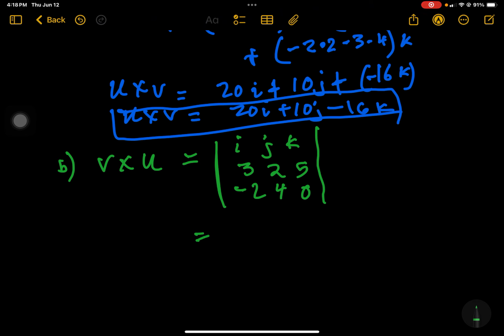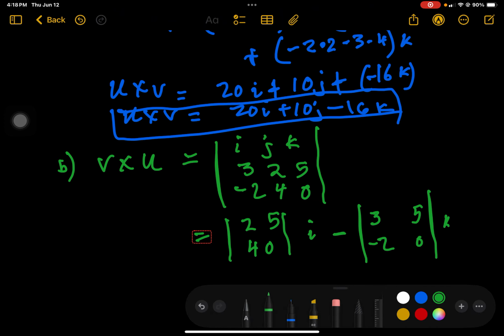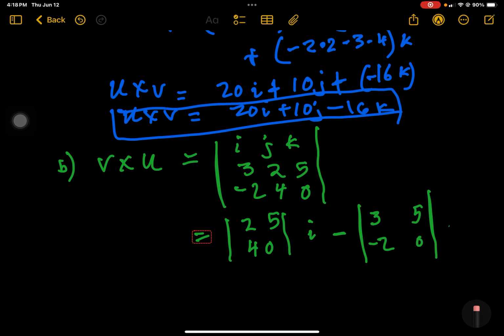So the first row, first column is gone. Inside the determinant we have 2, 5, 4, 0, for component I. Component J is negative, and you have first row, second column gone. So you have 3, minus 2 and 5, 0 for J. I'm sorry, it should be J. Pardon me.